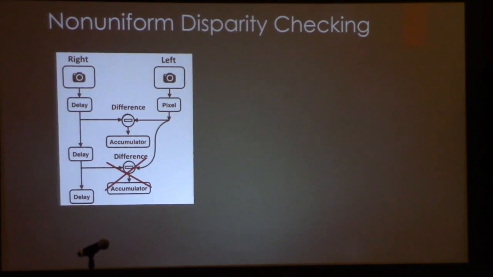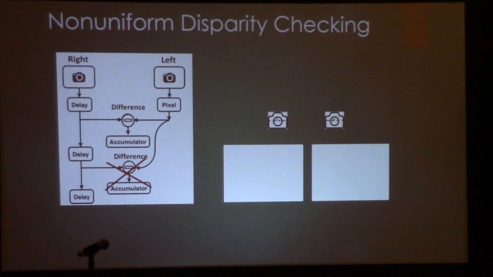So the next trick is that we ask this question: instead of checking every single pixel disparity, can we skip some of them and just check a sparse set? The answer is that, assuming we have a stereo pair, if we put an object closer to that stereo pair, first of all it looks larger in the photo domain, and secondly the disparity becomes larger.